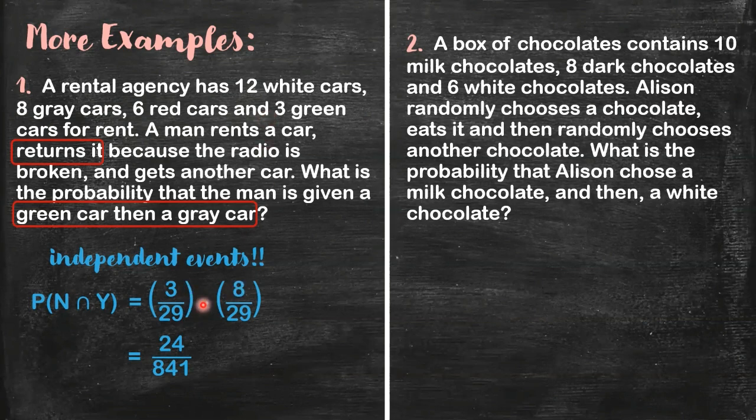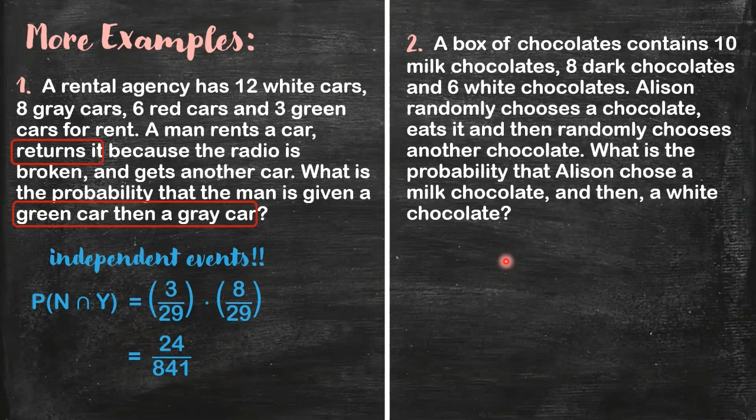And how many gray cars do we have here? We have 8. So that's why we have 8 over 29. If you multiply 3 times 8, you get 24. 29 times 29, you get 841. So this is the probability of getting a green car first, then a gray car. Okay, so let's move on to the second example.